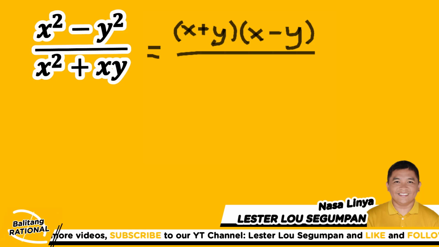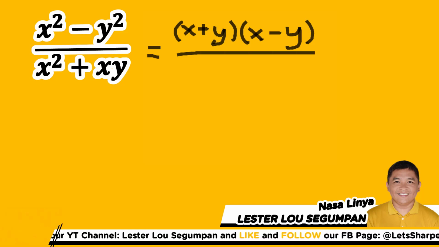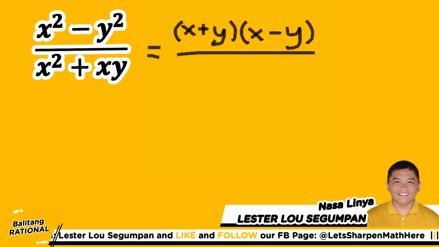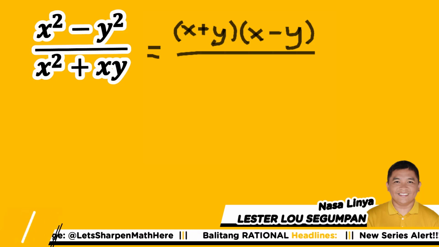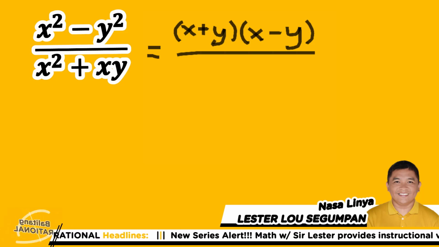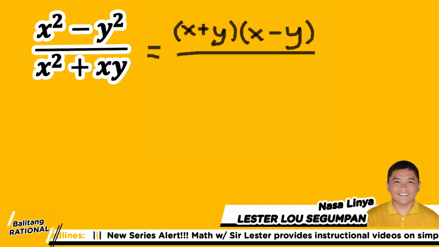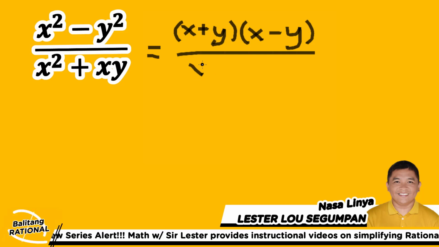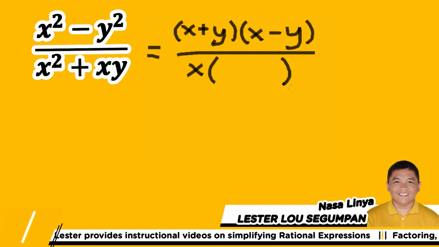Now, for our denominator, we cannot do the same process as the numerator kasi it doesn't fit the criteria of difference of two squares. Of course, number one, the operation separating x squared and xy is plus, and of course, xy is not a perfect square. However, we can use here yung common monomial factoring natin. Common monomial factoring allows us to take a common factor that is found on both terms, and that common factor is actually x. When we take out x, yung matitira is still a binomial.